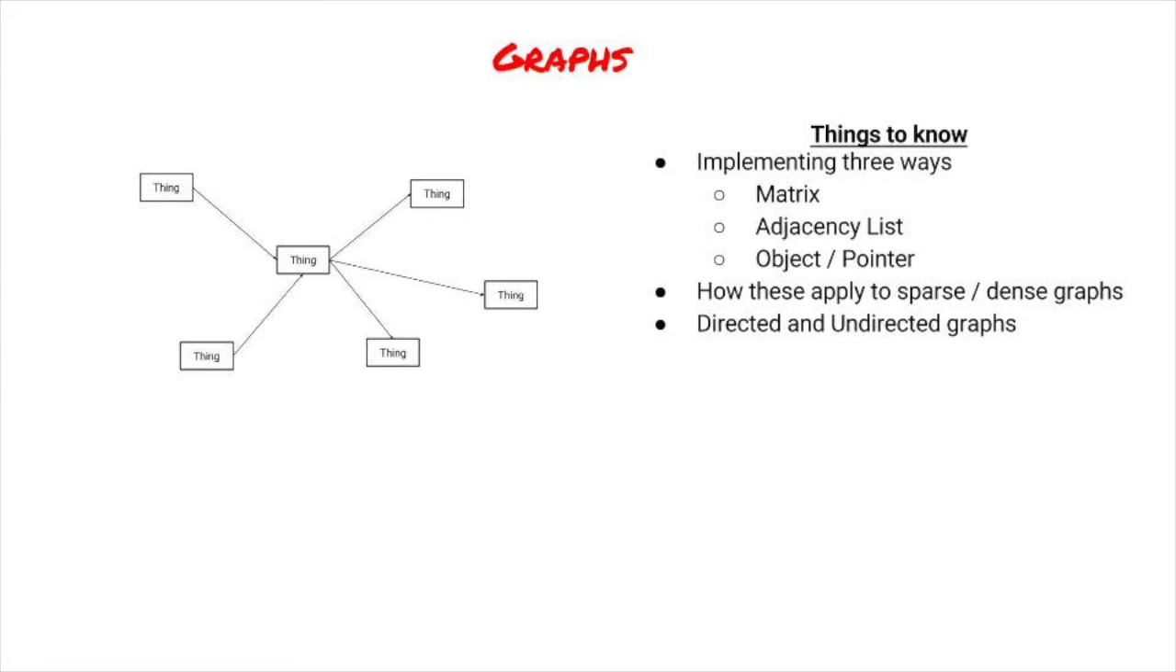Graphs. Graphs show up in a lot of interview questions. You should be familiar with how to implement a graph and three main methods for representing them: adjacency lists, matrices, and the more object-oriented approach of having a list of pointers to vertex objects in your vertex class. You should know when these are useful when thinking about sparse and dense matrices. You should also know the difference between directed and undirected graphs and when each is appropriate. A lot of the ground to cover for graphs is on the algorithm side, and we'll discuss more there.